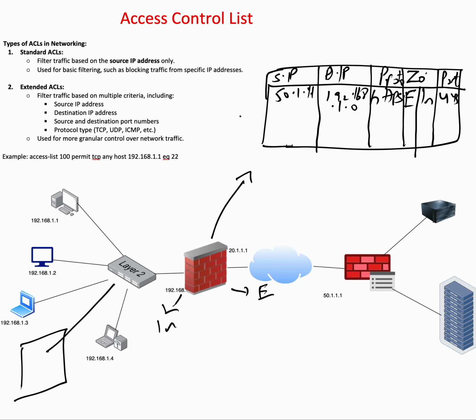Got it? So now let's see. We have traffic generating from here, which basically traverses the firewall, comes here, and it checks: source IP match 50, destination IP, okay, I have it, right?